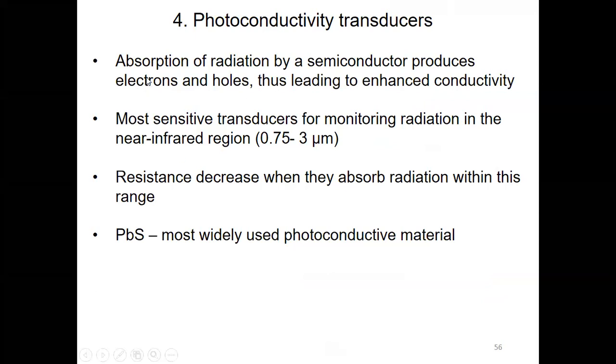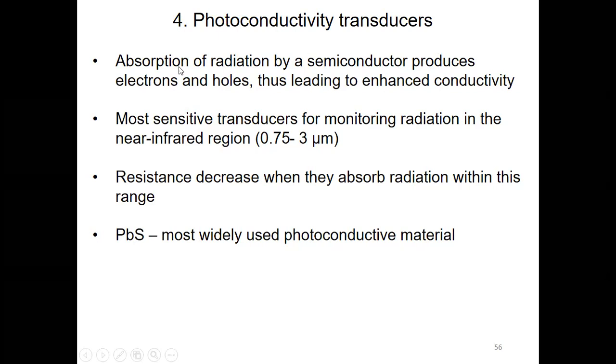And the first point says absorption of radiation by a semiconductor produces electrons and holes, thus leading to enhanced conductivity. So there's a semiconductor in this photoconductivity transducer. When this semiconductor absorbs the radiation, look at the last point. The most widely used photoconductive material is lead sulfide. So lead sulfide is the widely used semiconducting material in this photoconductivity transducer, right?